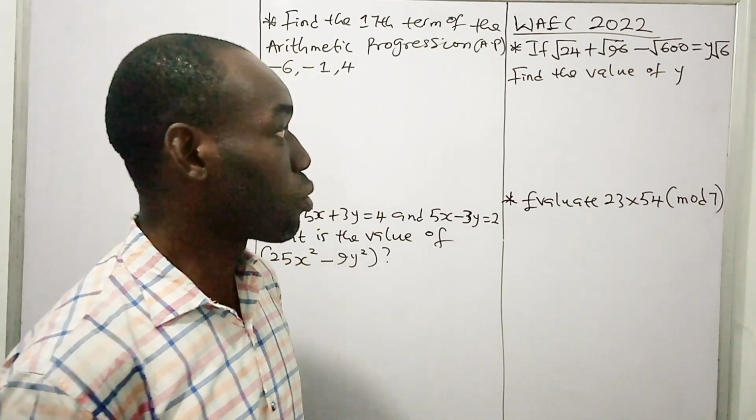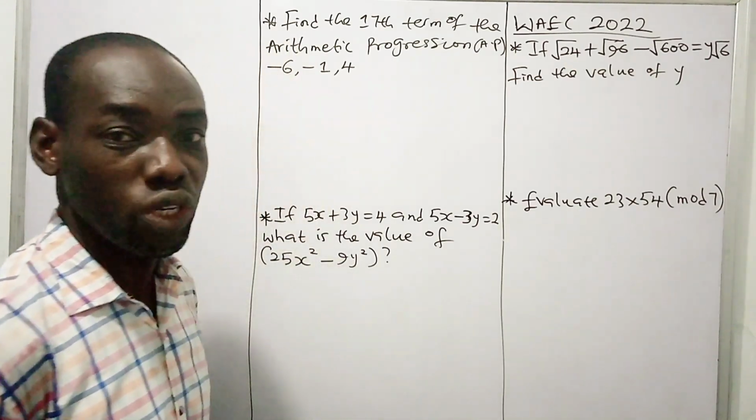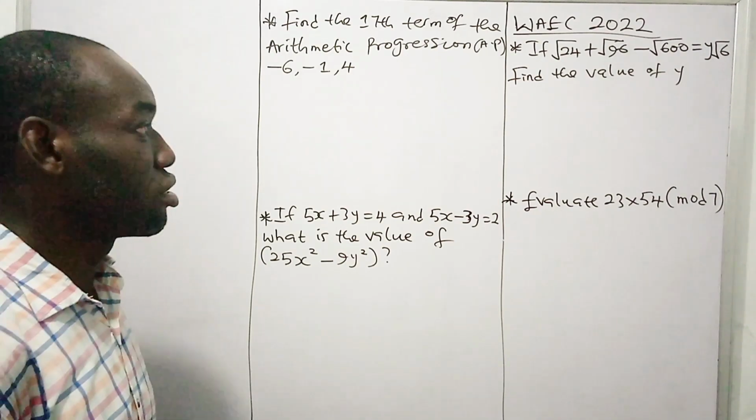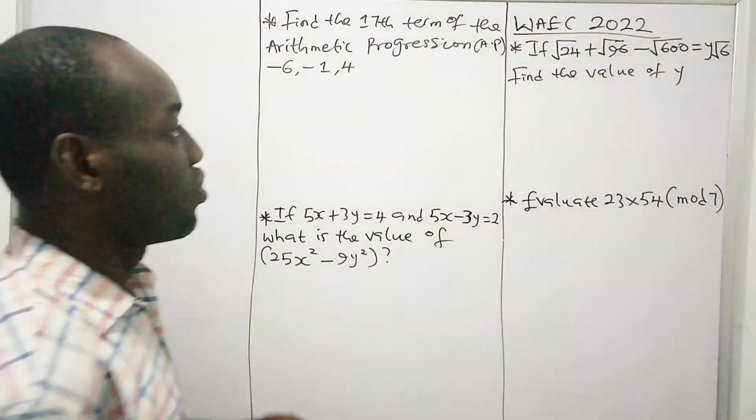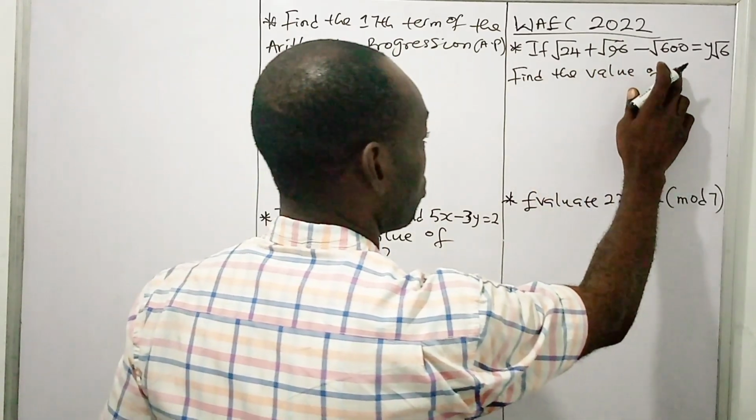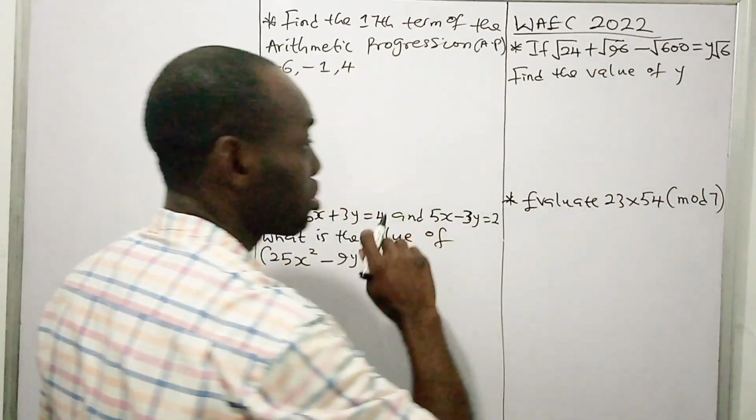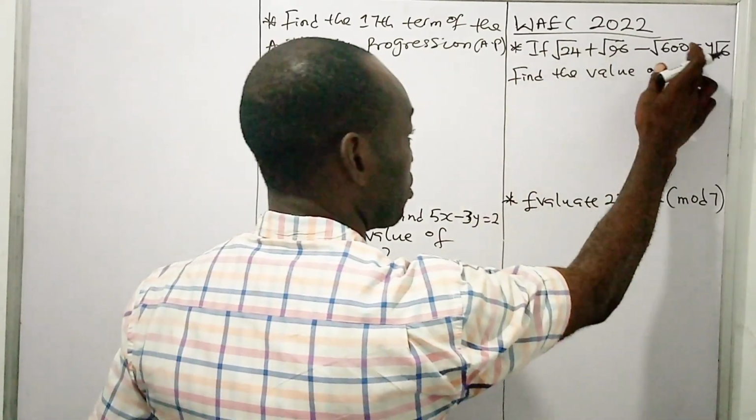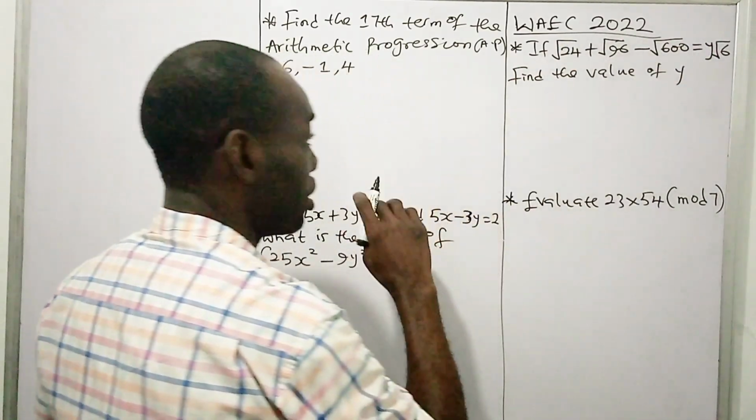Today, we'll be reviewing some questions from WAEC 2022. We have 4 questions to look at this hour. Now, the first one says, if root 24 plus root 96 minus root 600 is equal to y root 6, we have to find the value of y. What we'll do here is express the whole of this in short form.